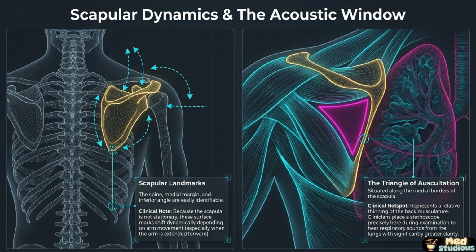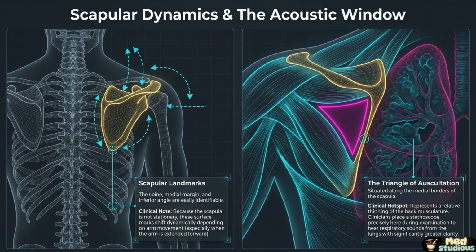The spine runs horizontally across the posterior scapula and is easily palpated as a sharp ridge. The medial margin runs vertically parallel to the thoracic spine, and the inferior angle, the lowest point of the scapula, typically lies at the level of the 7th or 8th rib and shifts upward when the arm is raised. Because the scapula moves, these landmarks shift dynamically, especially when the arm is extended forward, a fact that must be accounted for during clinical examination.